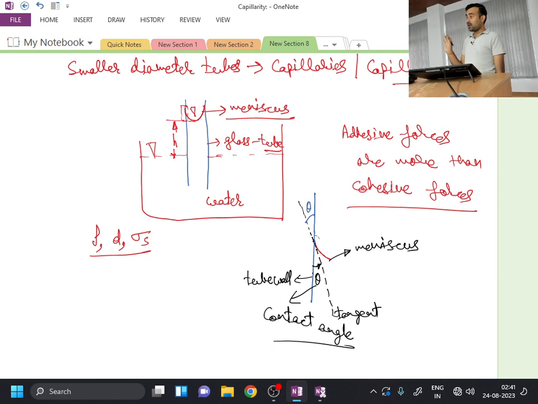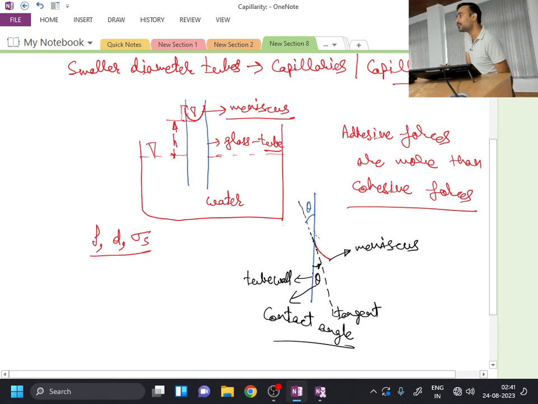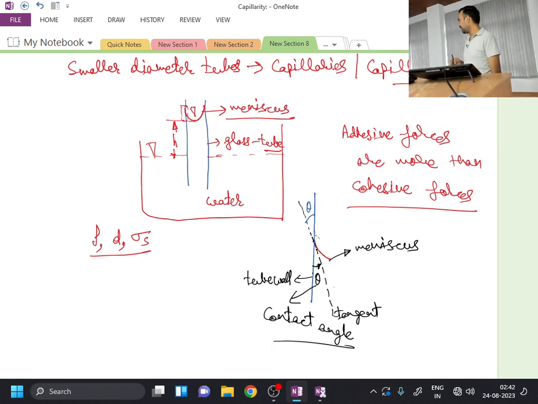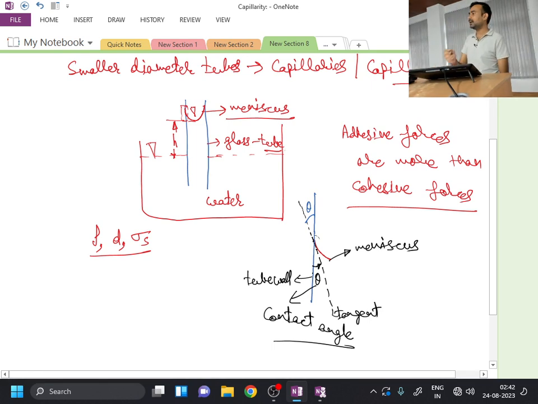Please note this point: in your textbook you will find that they show only the top portion of the angle. They will not show the bottom portion. Whenever we measure the angle, it has to be always measured from the liquid side. And when we extend it to the other side, it is also the angle theta. Is this one clear?